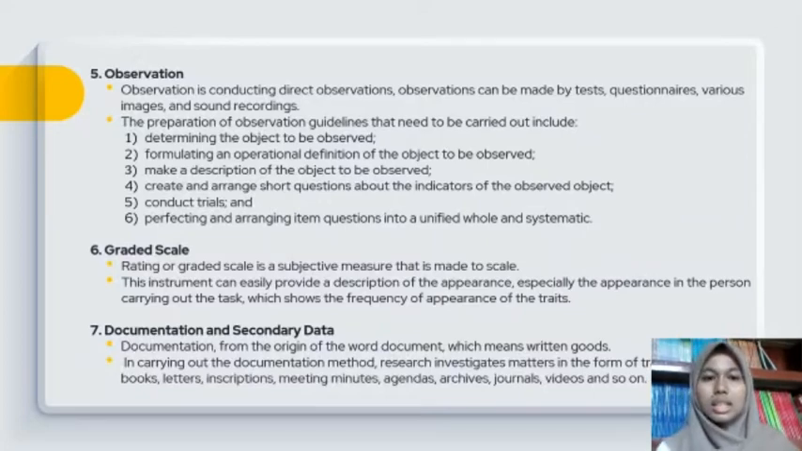And then the last one is documentation and secondary data. Documentation is from the origin of the word document, which means written goods. In carrying out the documentation method, the researcher investigates matters in the form of books, letters, inscriptions, meeting minutes, agendas, archives, journals, videos, and so on.